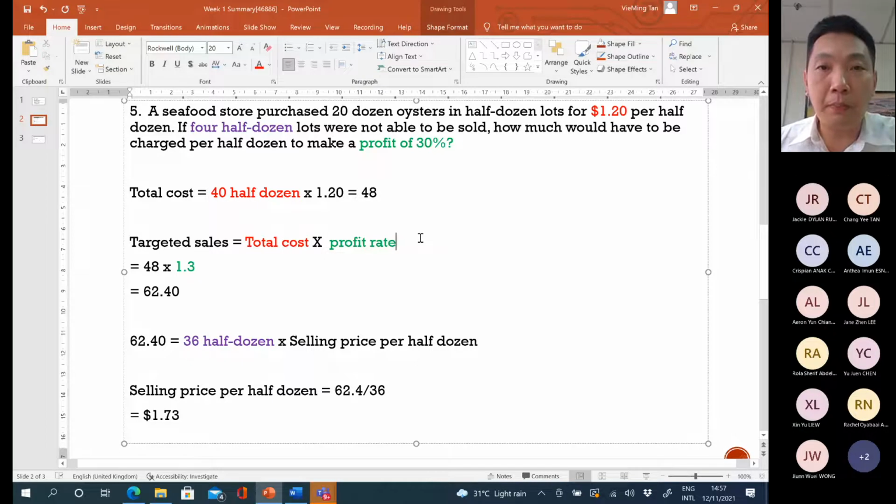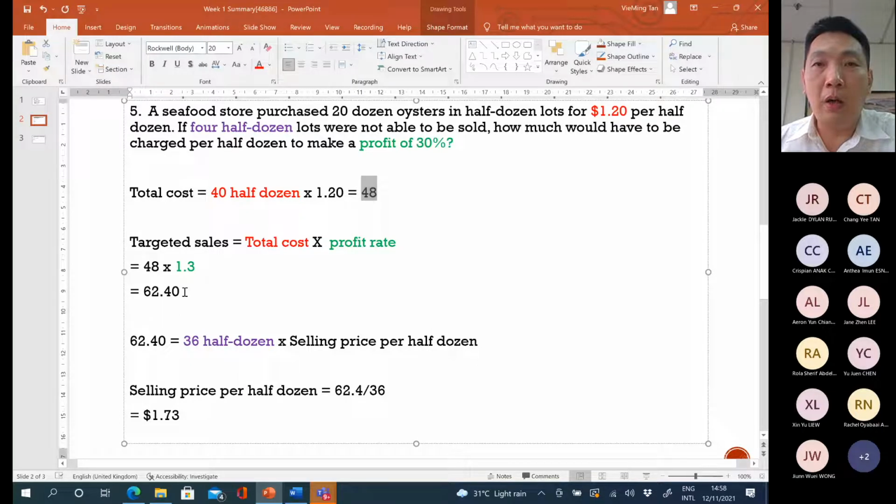So total cost multiplied with the profit rate. Total cost is this one, $48. We substitute $48 to here. Profit rate is the margin rate, 30%. So 30% means the revenue will be 30% plus 100%, so I get 130. 30% means 1.3. We substitute 1.3 to here. So the targeted sales is equal to 62.4. This is the targeted sales.